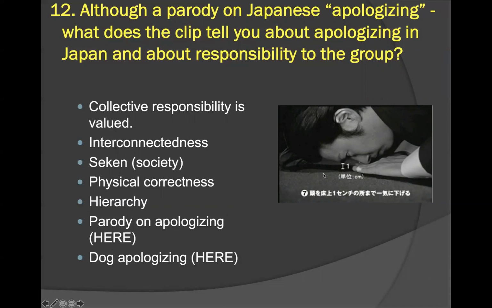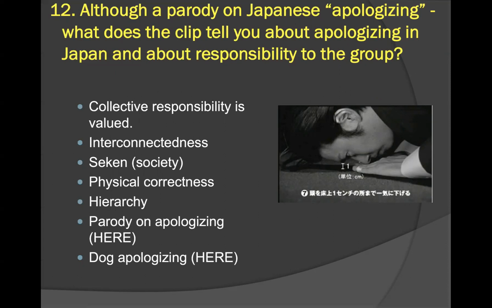And a lot of the time in the video, they also show the fact that your bow should be 45 degrees, then your bow should be 90 degrees or whatever. In any case, the parody really is quite interesting. Of course, there's a sense here that collective responsibility is valued, right? Is first what the parody is showing you. Also interconnectedness, where if you did something that affected someone else, you need to fix that. You need to apologize for it.